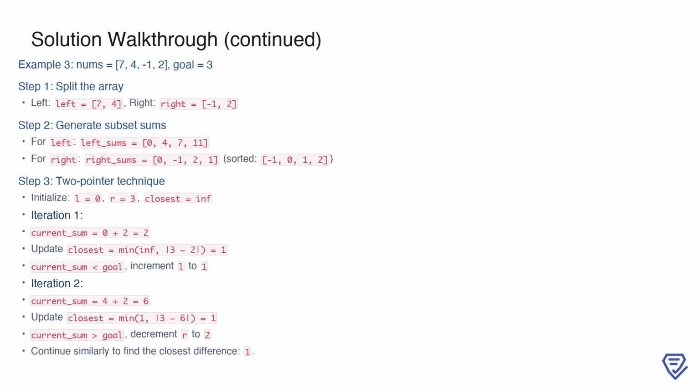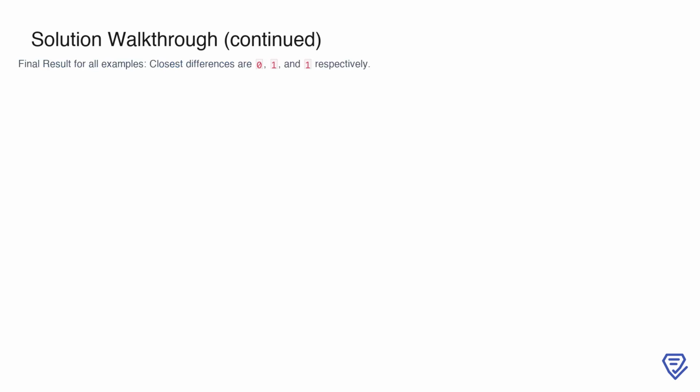To summarize, the closest differences we found across all three examples were 0, 1, and 1, respectively. By dividing the array, calculating subset sums, and using the two-pointer technique, we efficiently determined the closest subsequence sums to the target goal in each case. This approach ensures we achieve the optimal solution with reduced computational complexity.